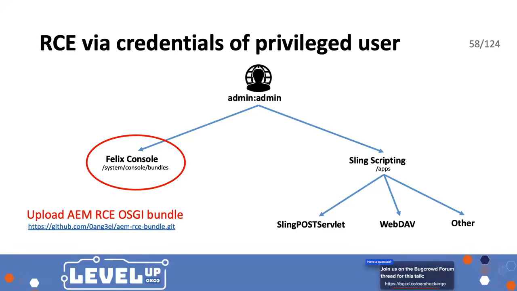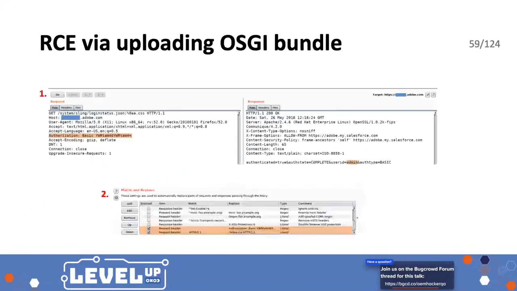If you have access to Felix console, you can upload an OSGi bundle and get RCE. Here is an example from Adobe VDP. First, using the login status servlet, I checked that admin credentials are valid.